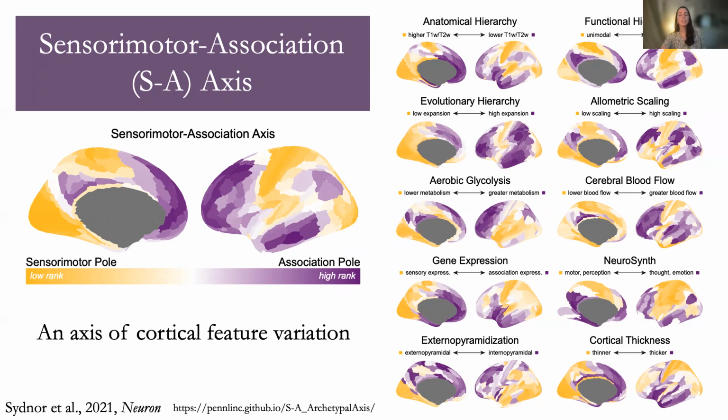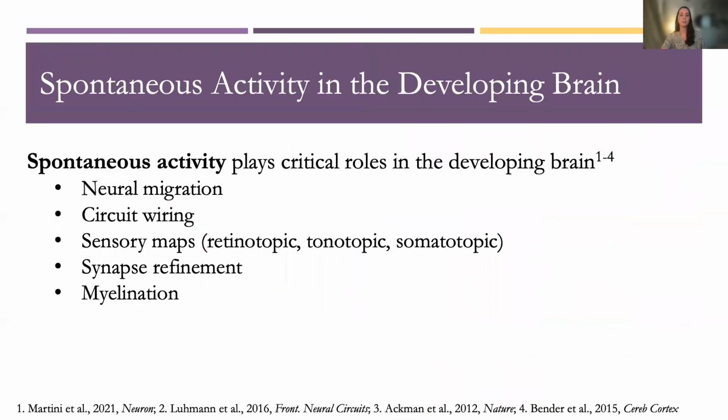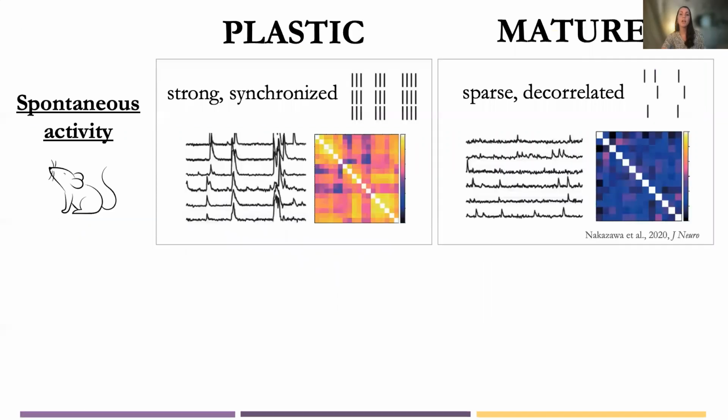In order to test whether developmental programs may be governed by this SA axis, we studied age-dependent changes in spontaneous cortical activity. Spontaneous or intrinsically generated activity plays vital roles in the developing brain, influencing, for example, neural migration, circuit wiring, sensory maps, synapse refinement, and myelination.